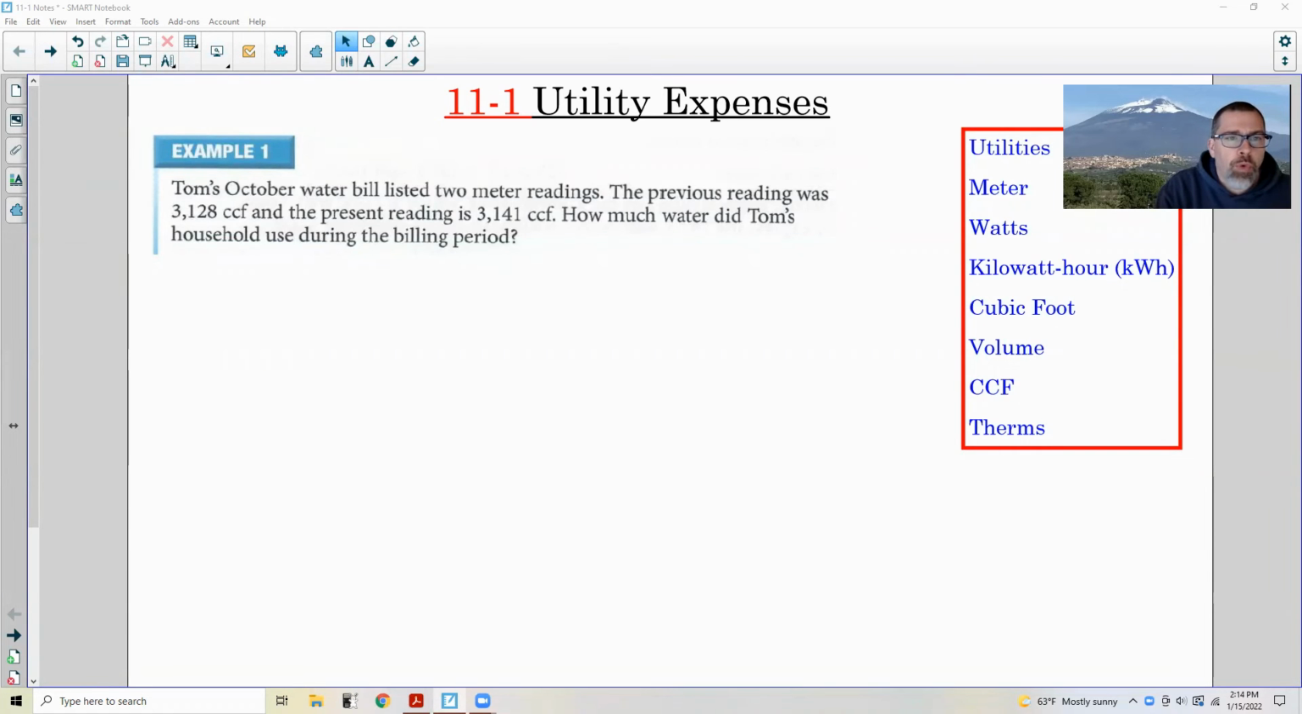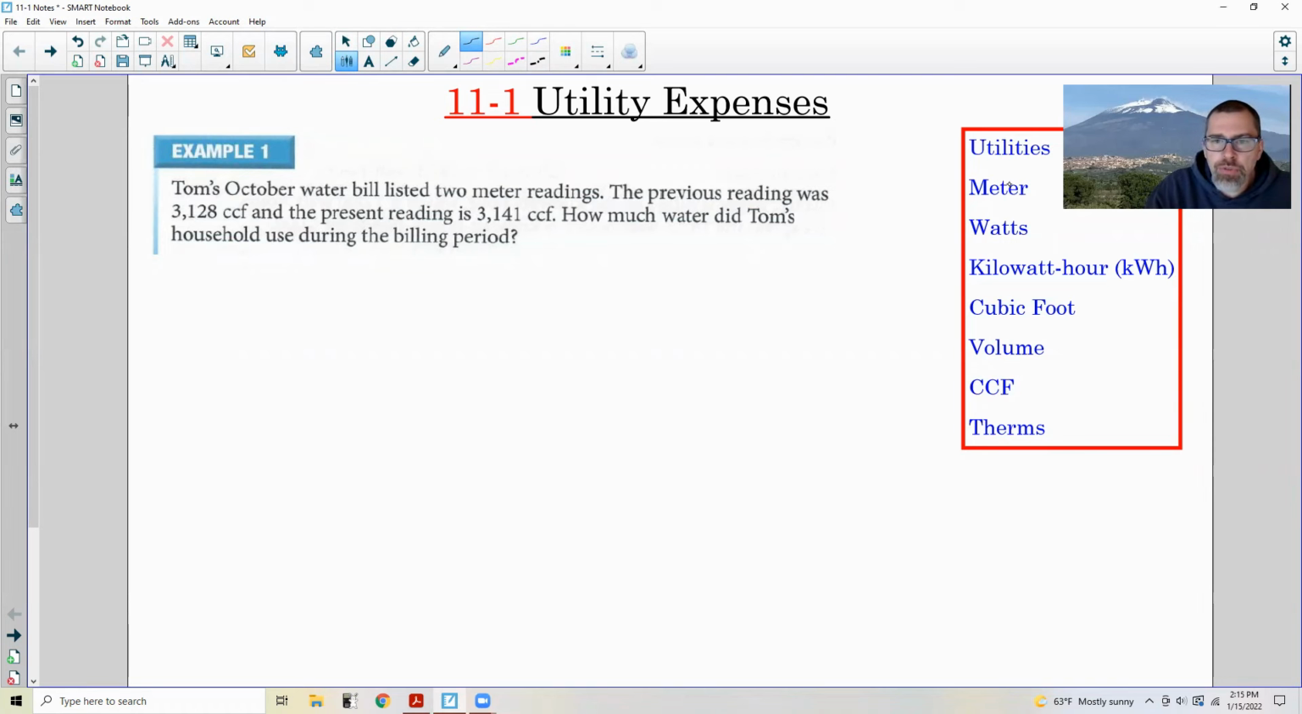Okay, chapter 11.1 is utility expenses. So let's go over the definitions real quickly. Utilities are just simply what you use in your house or apartment, and they include electricity, natural gas, heating oil, water, that kind of thing. Those are utilities. Now, a meter is simply a device that records how much you use.